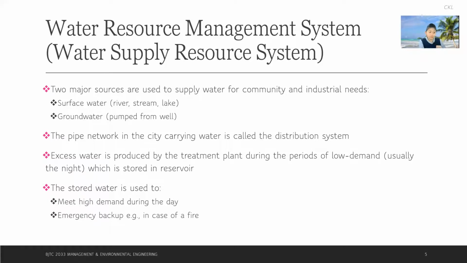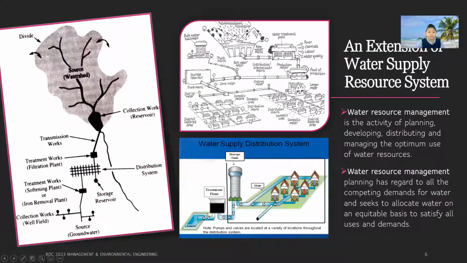All right. Why do we need to store this water? The stored water is used to meet the high demands during the day and also as an emergency backup in case of fires. So that's why we have a fire hydrant. Okay, so the stored water is used to meet high demands and also as emergency backup. Right, so this is the diagram.